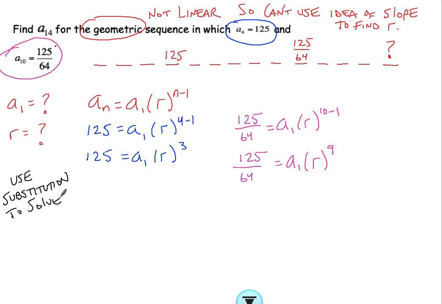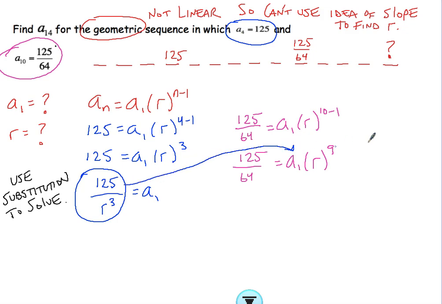Now, whenever we use substitution, you can pick either equation, either the blue or the pink equation, and you can get either letter all by itself. The a sub 1 can get all by itself, or the r could get all by itself. But go with the one that's easiest. In my opinion, getting the a sub 1 all by itself would be the easiest because all I have to do is divide by r to the third, and now I have a sub 1 all by itself. Now I'm going to substitute this in for a sub 1 into my pink equation.